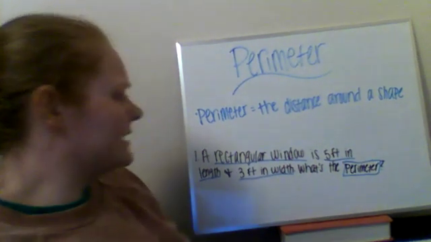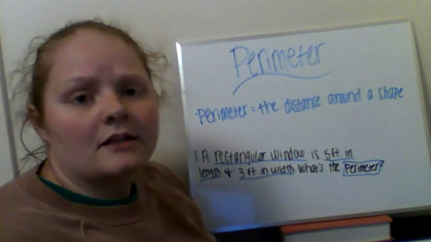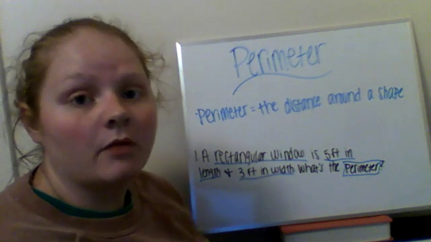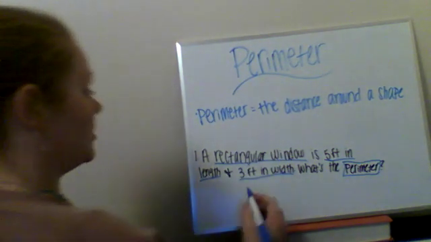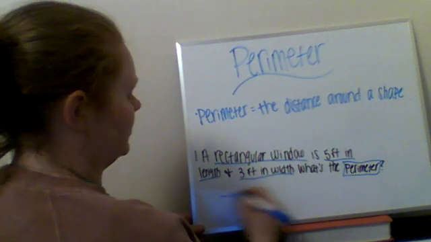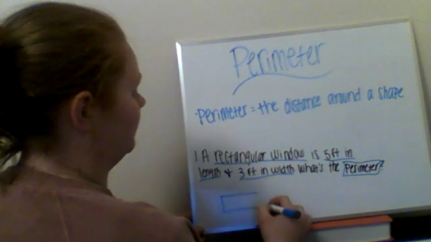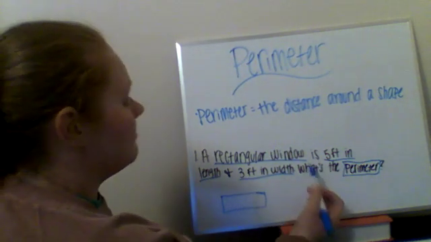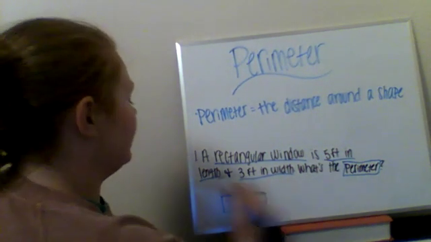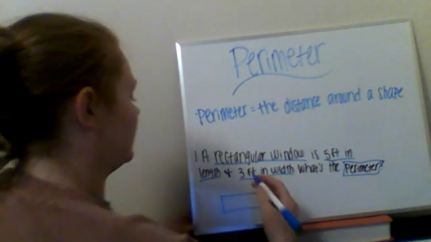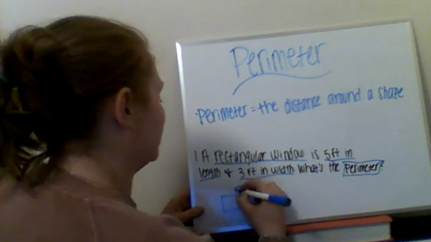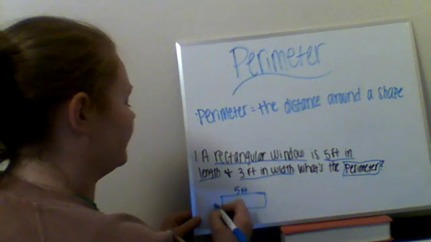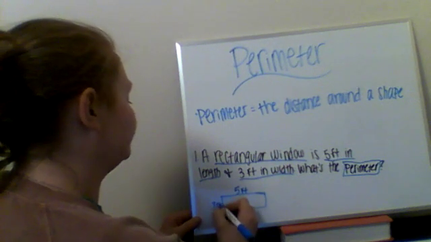So the next thing that you need to do is, based on a word problem, draw some kind of model to help you understand what the problem is asking you. So I'm going to draw a rectangle. This rectangle is going to be my window. If I go back to my problem up here, I underlined 5 feet in length, so I'm going to label that. I'm going to put 5 feet on top, and it said 3 feet in width, so I'm going to put 3 feet to the side.